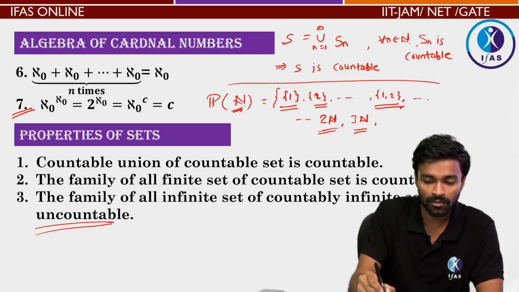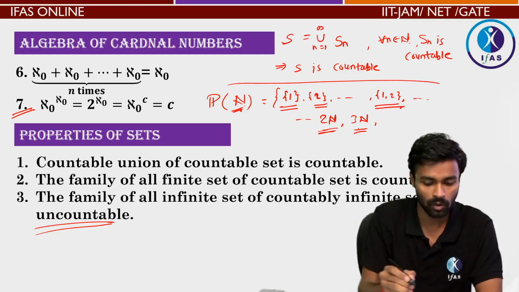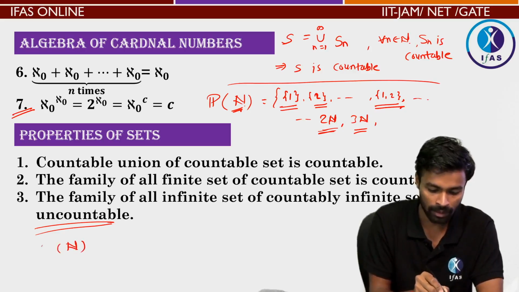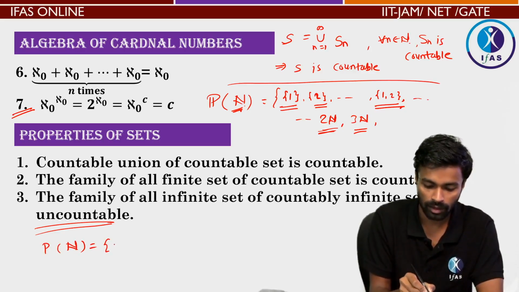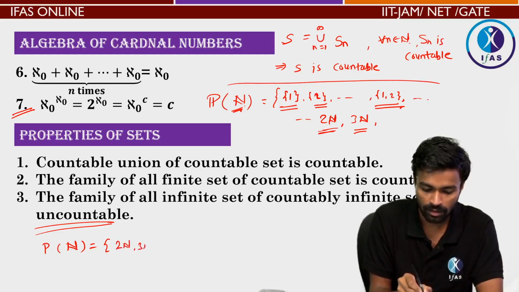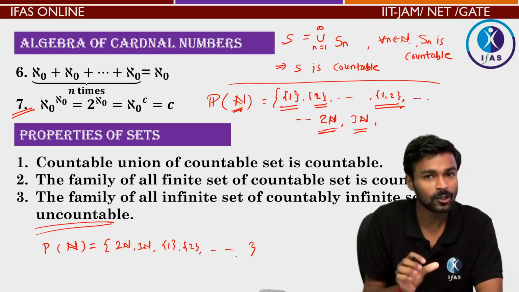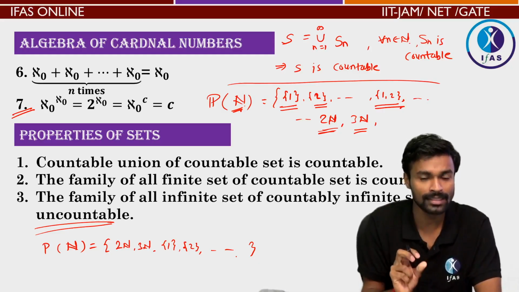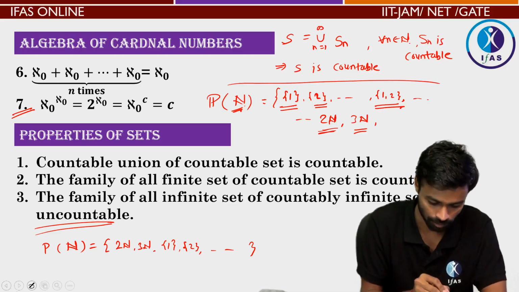So if I take the family Twicean, Thricean, and all others also, the set that comes out is an uncountable set. This set is an uncountable set.